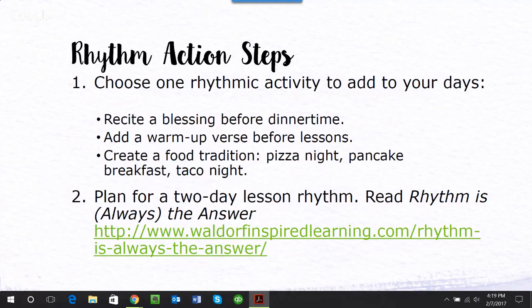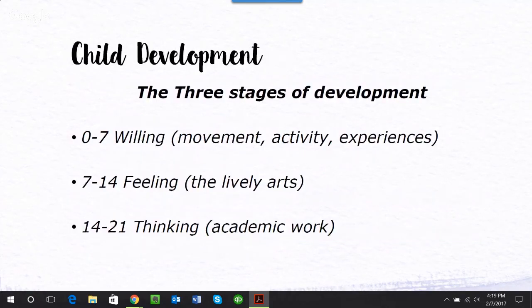Okay, so that was the first of the 5 basic principles, rhythm. Very important. The second of the principles is child development, and someone in the chat box mentioned this. So yeah, this is really an important part of Waldorf education.